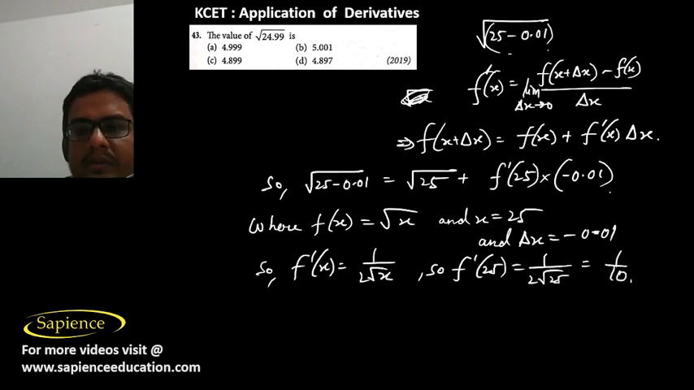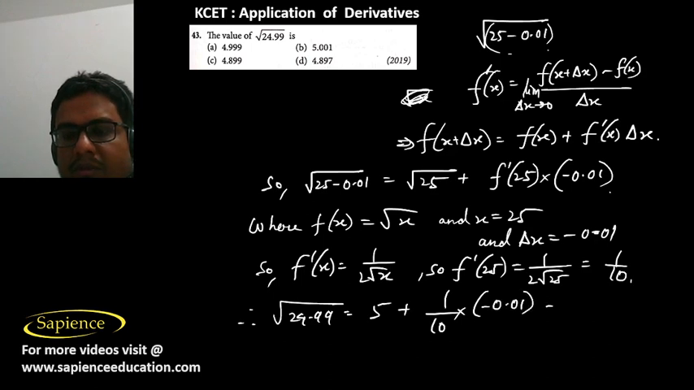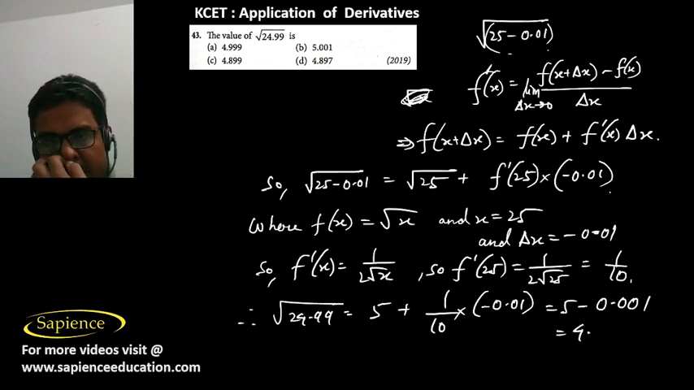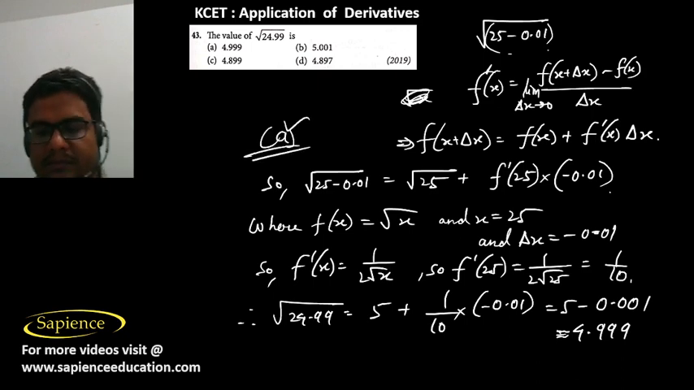So therefore root 24.99 is equal to 5 plus 1 by 10 into minus 0.01, which is 5 minus 0.001, that is 4.999 approximately. So option A is the correct answer.